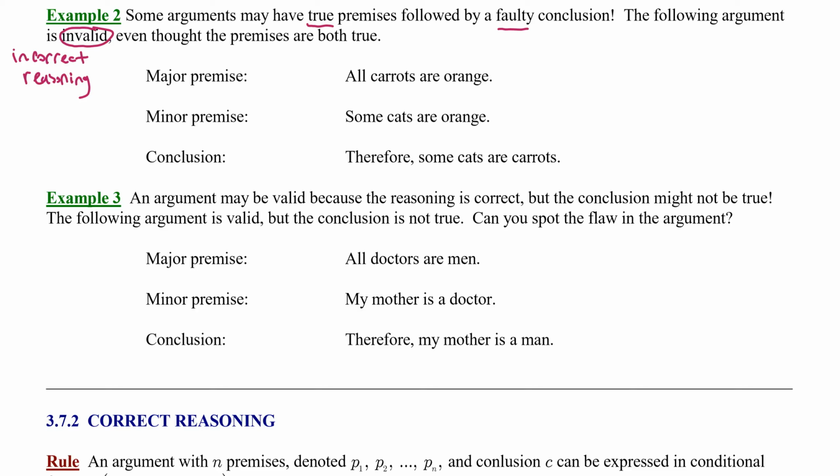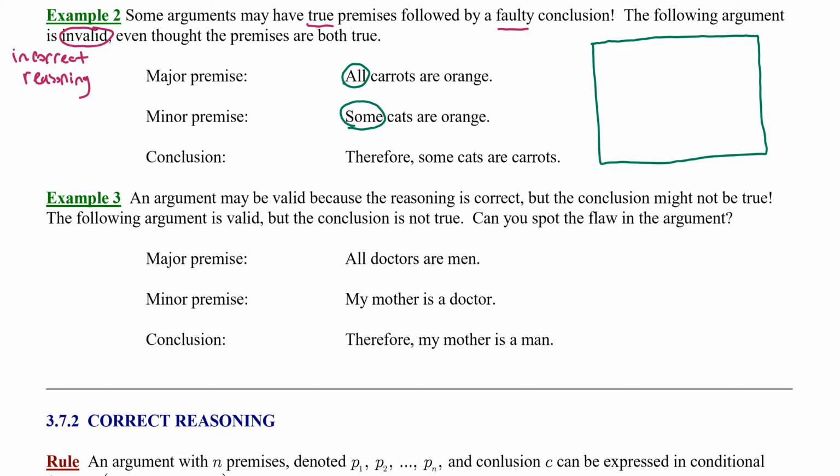Now, look at the major and minor premises. All carrots are orange. That's true. Some cats are orange. That's true. Therefore, some cats are carrots. Well, that is a faulty conclusion. This is incorrect reasoning. Observe here that we have an argument that contains quantifiers. Now, if your argument contains quantifiers, you can discover the validity of the argument using something called an Euler diagram. An Euler diagram is just another word for a Venn diagram. It's a way of visually representing the relationship between these premises or sets.